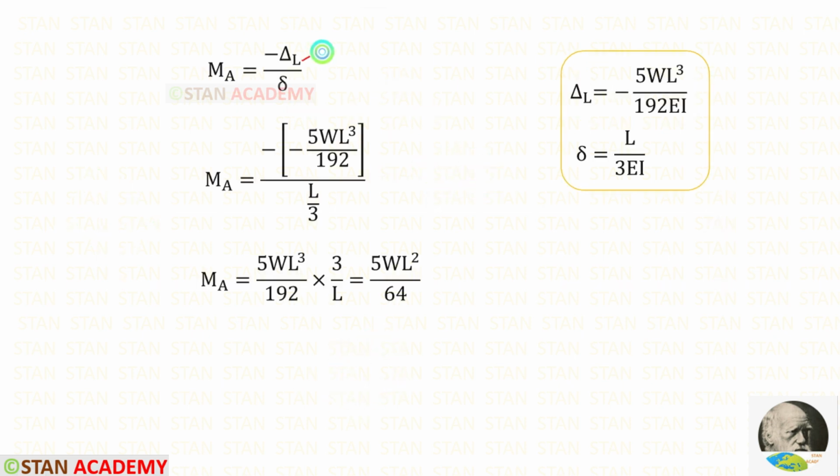We have found delta L and delta. Let us apply both of them. Negative into negative, it will become positive. We can take L upon 3 inversely and then multiply. We can eliminate L. Here it will be L square. Then we can eliminate 3. Here it will be 64. Finally, for MA, we will get the expression as 5WL square upon 64.